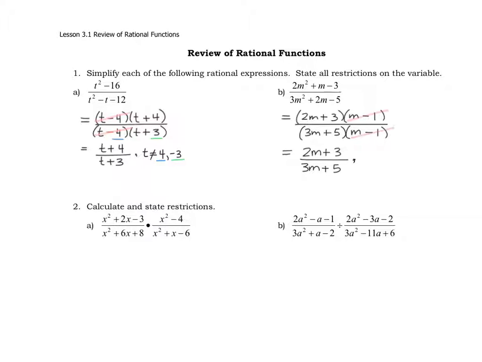Okay. But for the restrictions, we need to make sure that our denominator never equals 0. And I forgot to mention this in the previous example. It's the denominator of the original expression. So that's why we need to look at both of these binomials that exist in the original expression. Even though we canceled out the m minus 1, the restriction is still there. So that means m cannot equal negative 5 over 3 or positive 1. So negative 5 over 3 comes from the 3m plus 5, and then the m minus 1 turns into m cannot equal 1.